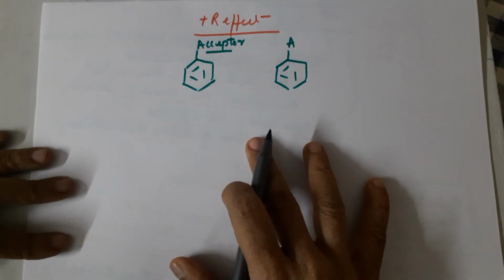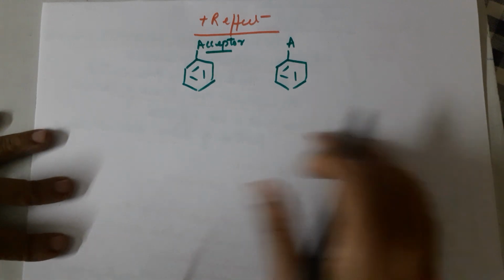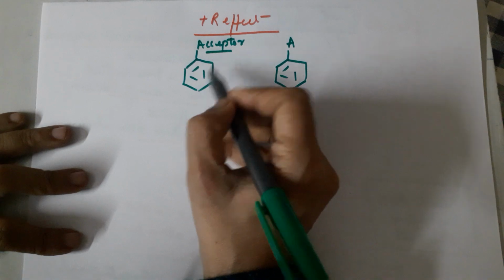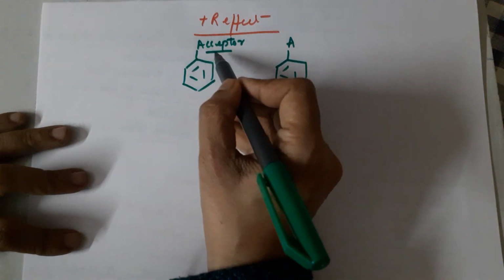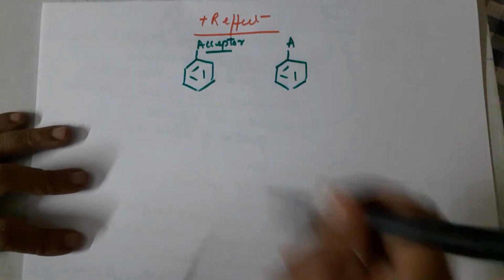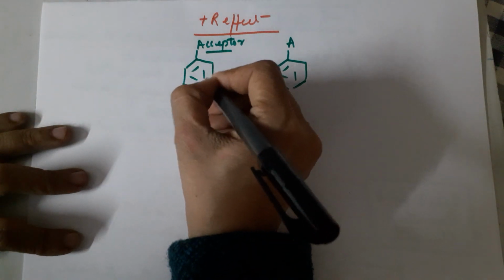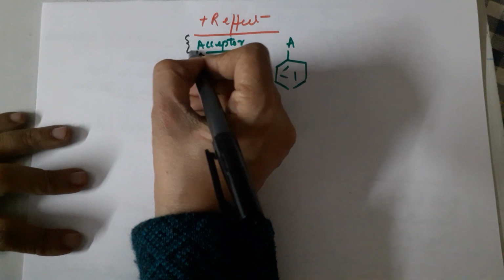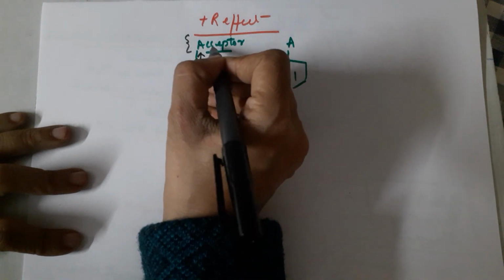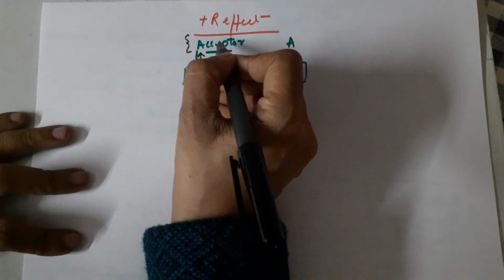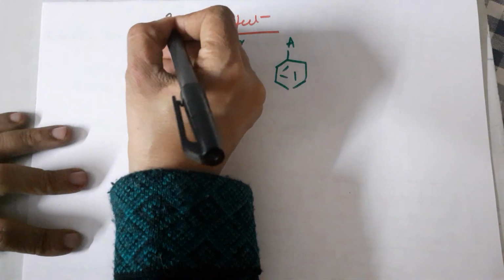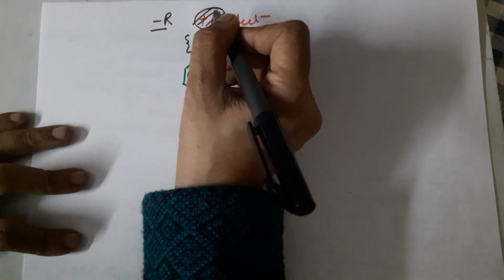Let us now take the specific conditions of the plus R effect. When we talk about the plus R effect, your benzene is attached to an atom or a group of atoms which are acting as acceptors, which means your electron cloud from here will move up, which also means the density would increase here. So, this would get a minus charge. Hence, I am not talking about the plus R effect. We are talking about the minus R effect. I hope you are clear.